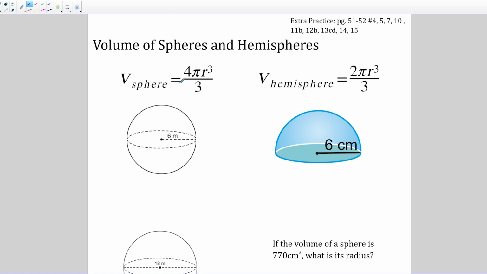So taking a look at the volume of spheres and hemispheres, we have our two formulas here. For a sphere, it's 4 pi r cubed divided by 3. So please make sure you take note of that.